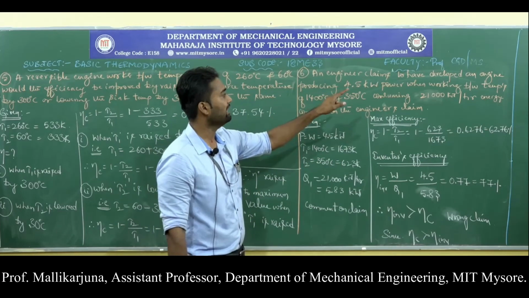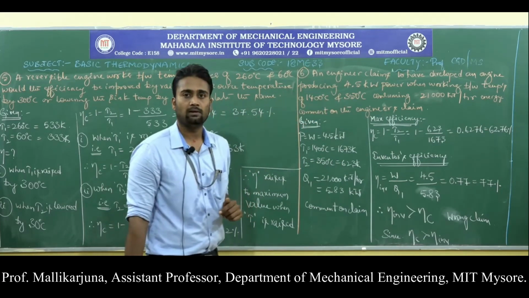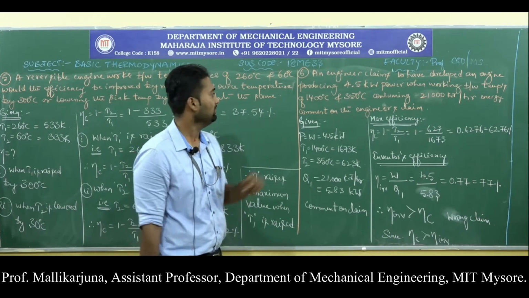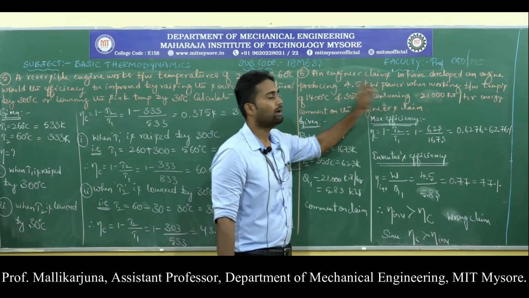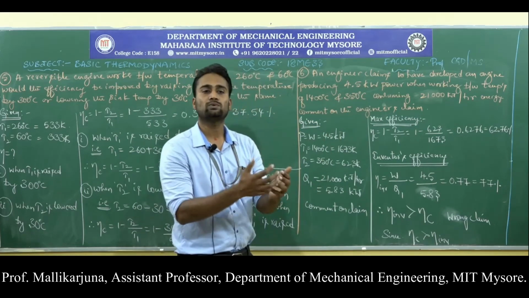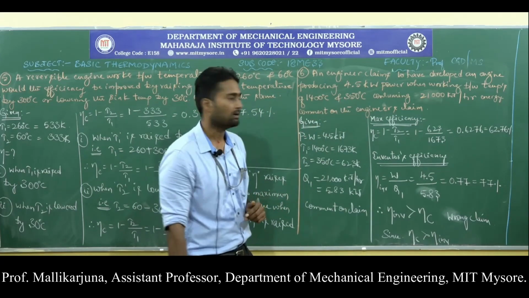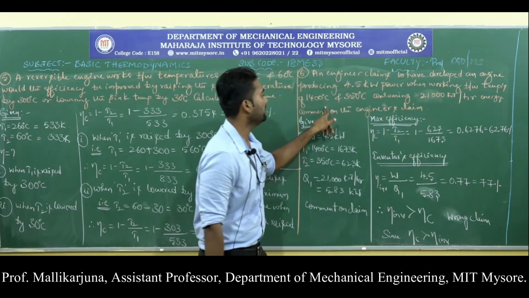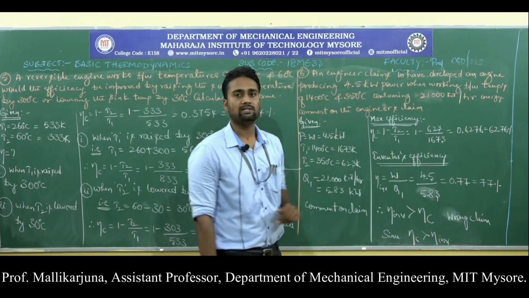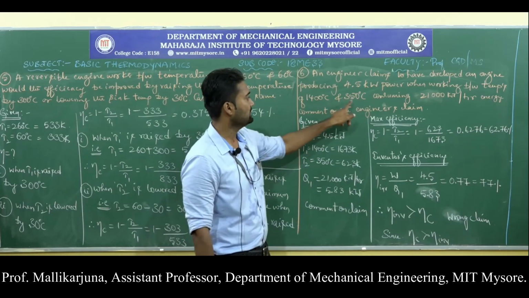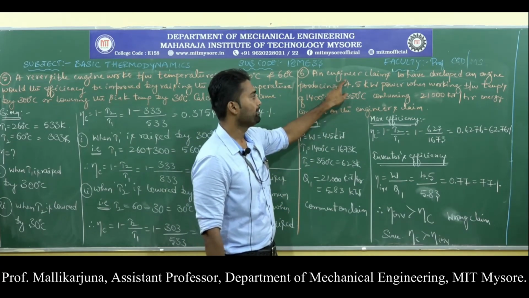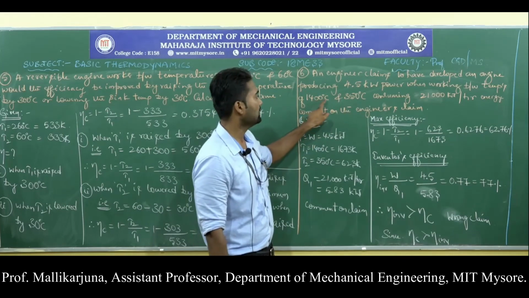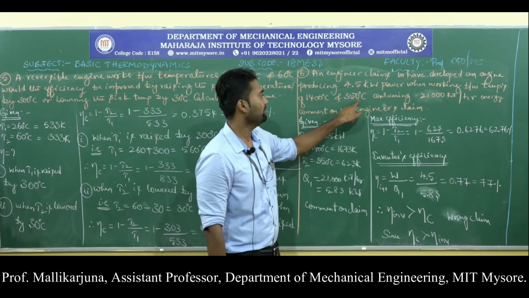An engineer claims to have developed an engine. He has claimed an engine producing 4.5 kilowatts of power when working between temperatures 1400 degrees centigrade and 350 degrees centigrade. Look at the temperatures. The machine is operating between the temperature limits 1400 degrees centigrade and 350 degrees centigrade.